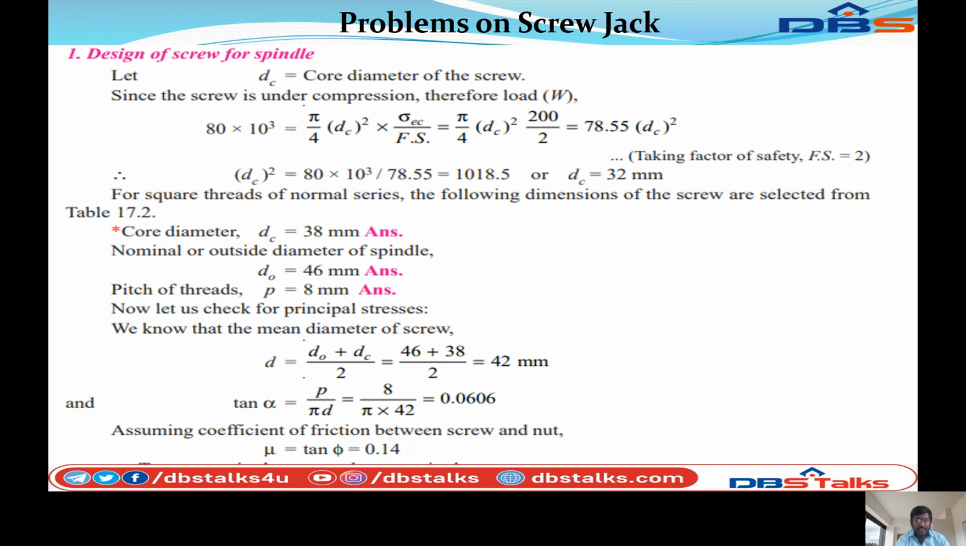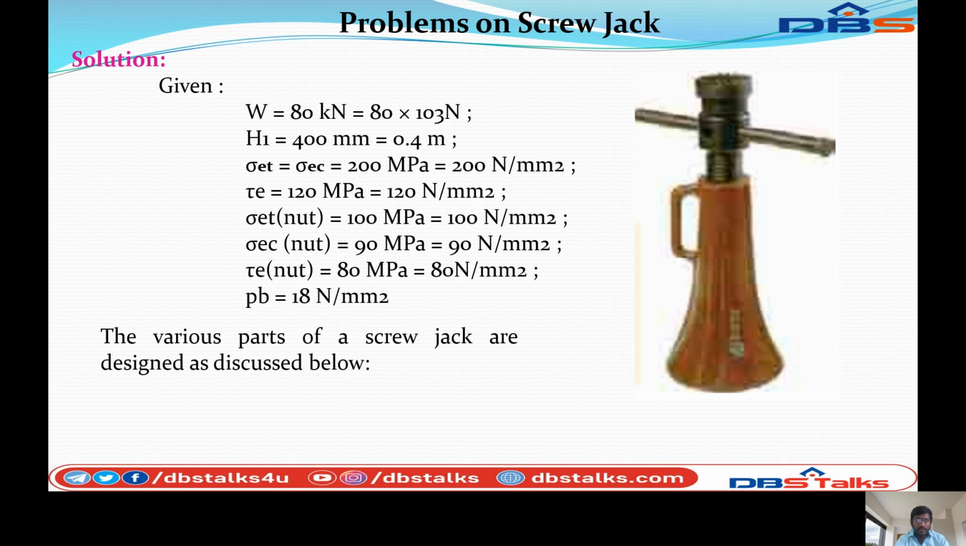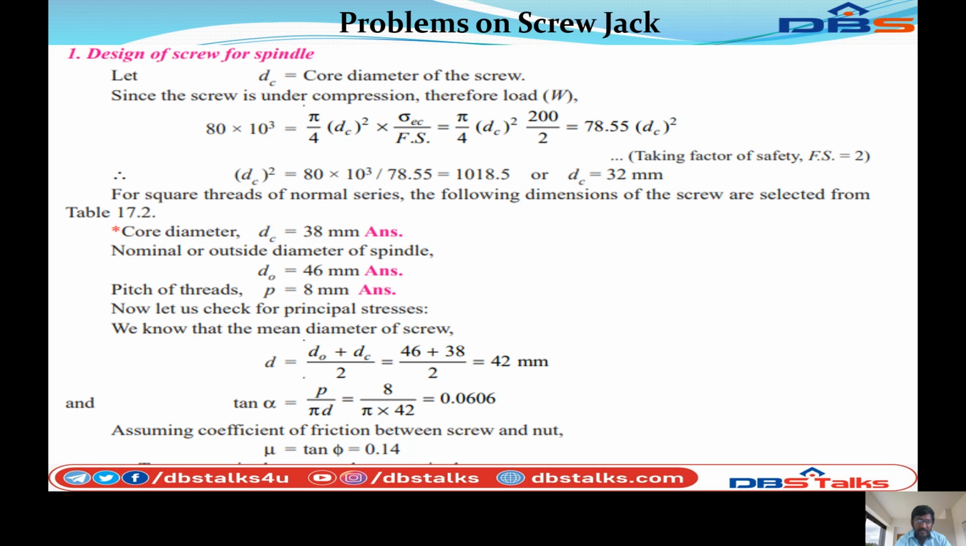So pi by 4 into dc square. Sigma c is already given: sigma c equal to 200 megapascals. So 200 by 2, factor of safety 2. So finally calculating, 78.55 dc square. Therefore, dc square is equal to 80 into 10 cube divided by 78.55.